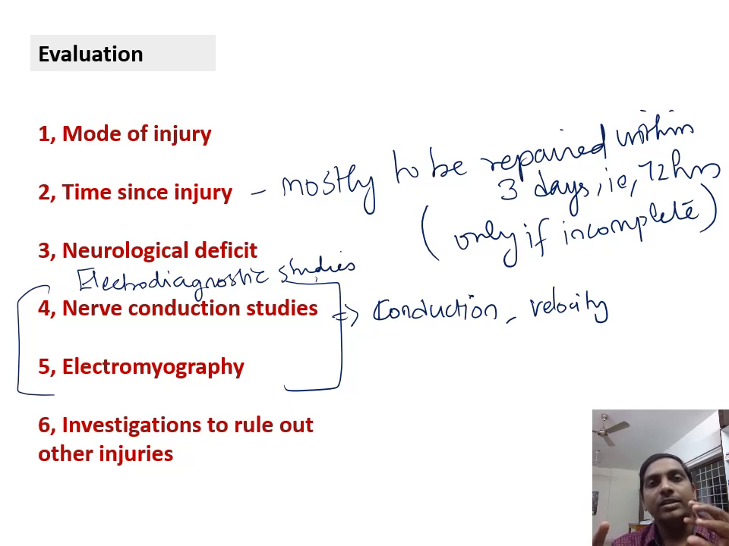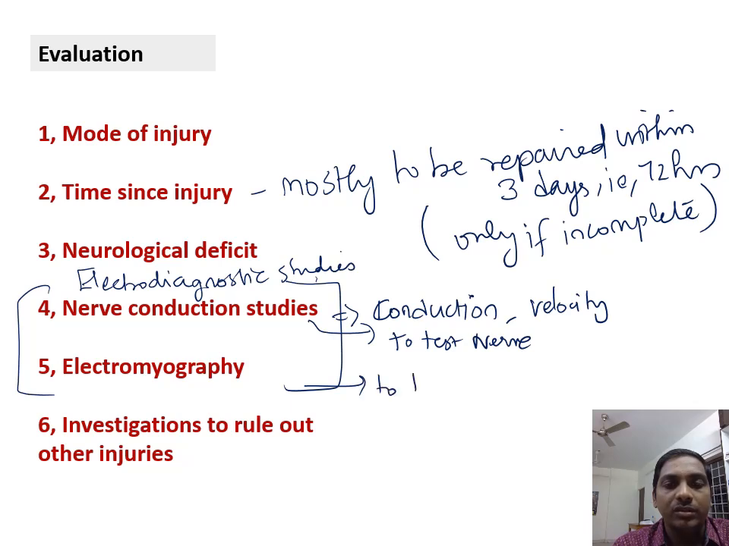the distal end organ, that is the muscle, is showing any possibility of recovery, any possibility of action when the nerve is stimulated. So this is called electromyography. Nerve conduction study is used to test the nerve, and electromyography is used to test the muscle, whether stimulating or repairing the nerve will be of any benefit.